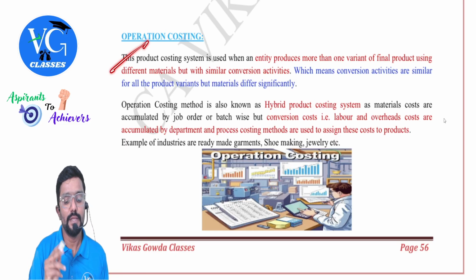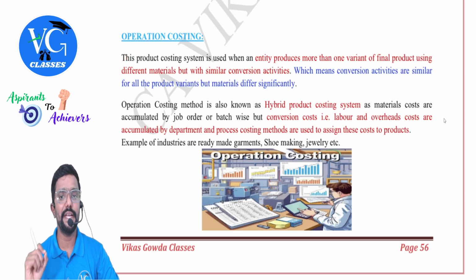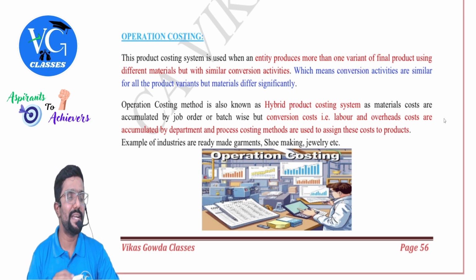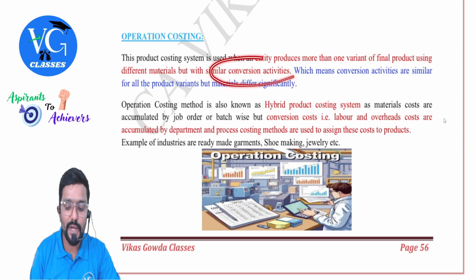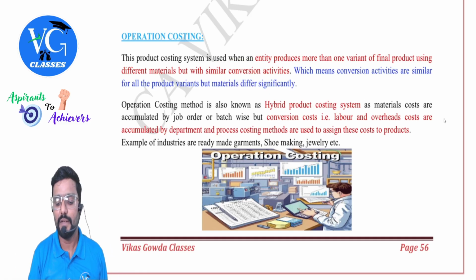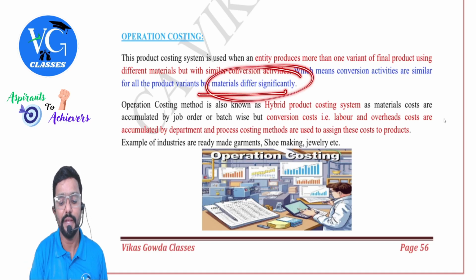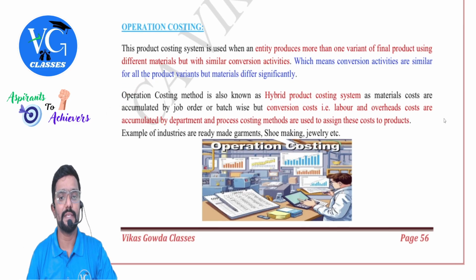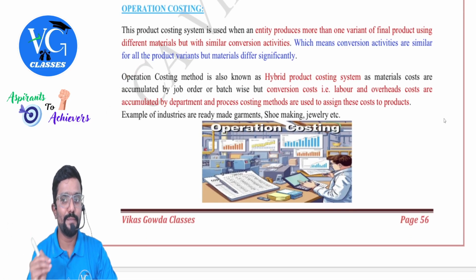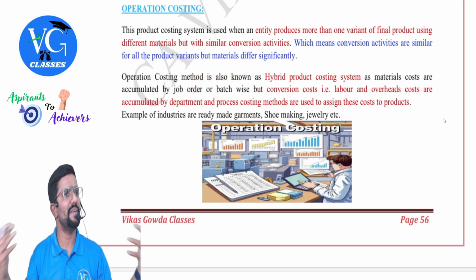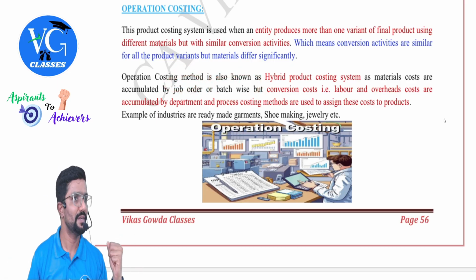This product costing system is used when an entity produces more than one variant of final product using different materials, that is raw material, but with the same conversion activity. Conversion activities means manufacturing process, which means conversion activities are similar for all the product variants, but material will vary significantly. Operation costing method is also known as hybrid product costing system, as material costs are accumulated by either job order or batches, because material will vary from product to product or from batch to batch.